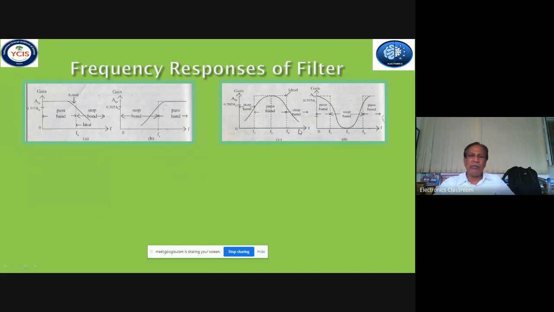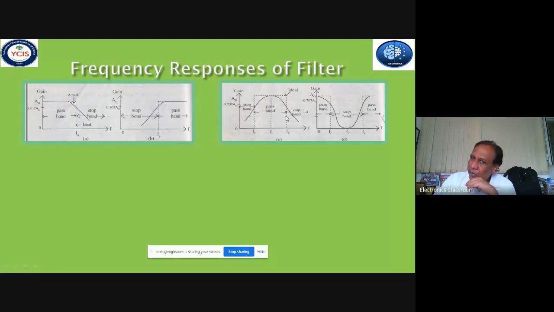We are getting another frequency known as the higher cutoff frequency. Another name for the higher cutoff frequency is the upper 3 dB frequency. So we are getting two frequencies, one on the lower side and one on the higher side, namely the lower 3 dB cutoff frequency and the upper 3 dB cutoff frequency, named FL and FH.